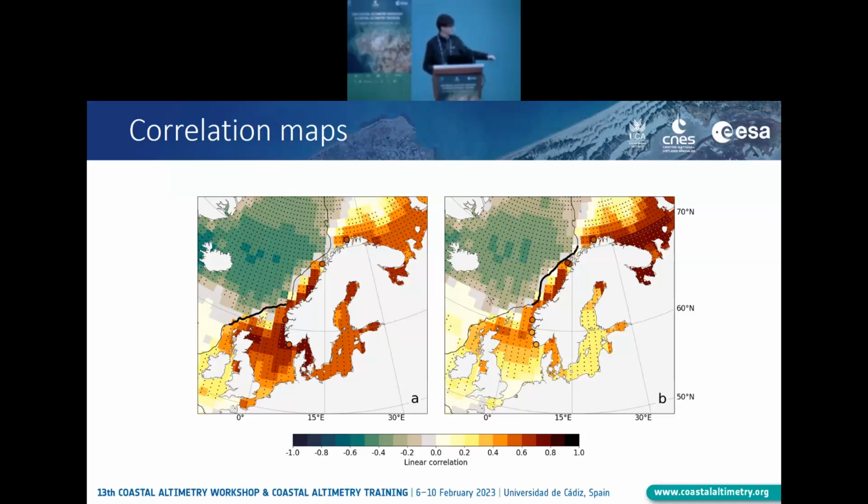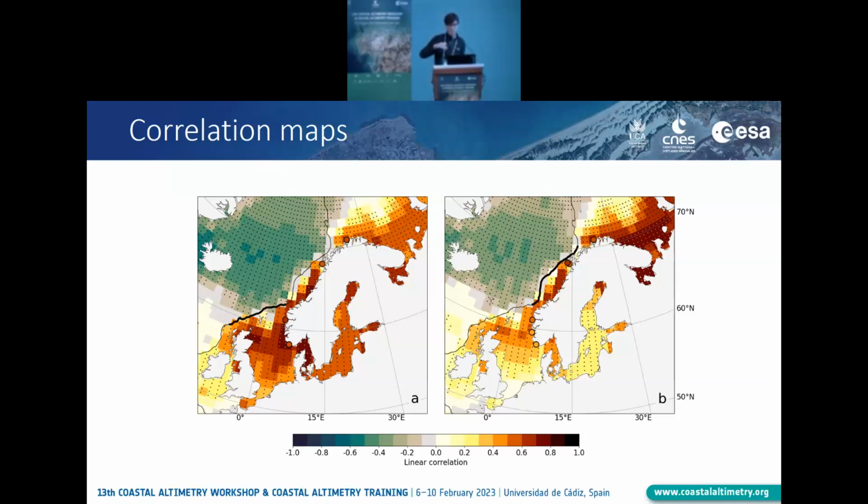If you consider the winds over the North Sea section, they show a higher correlation in the northern part of the North Sea and the Norwegian shelf, whereas the winds that blow along the Norwegian part of the slope show a higher correlation with the mass component of the Norwegian shelf and the Barents Sea.